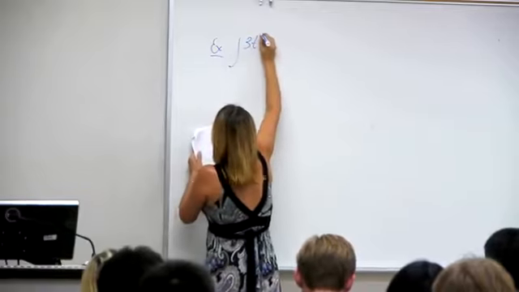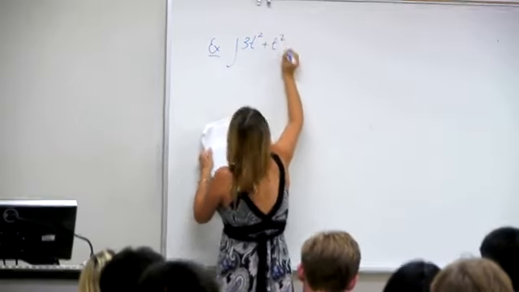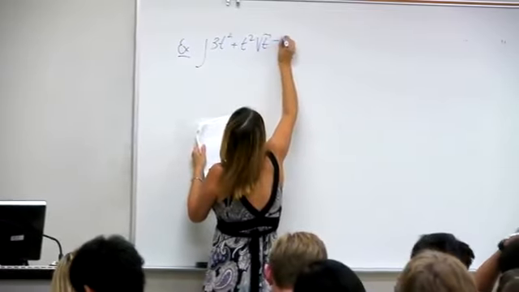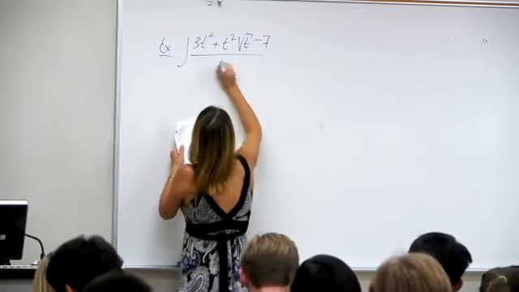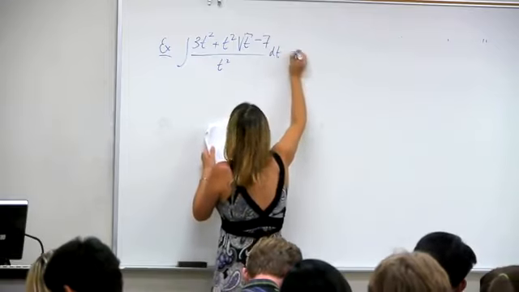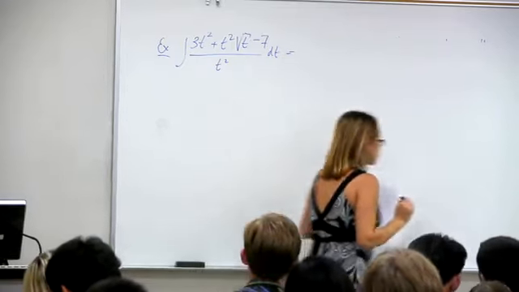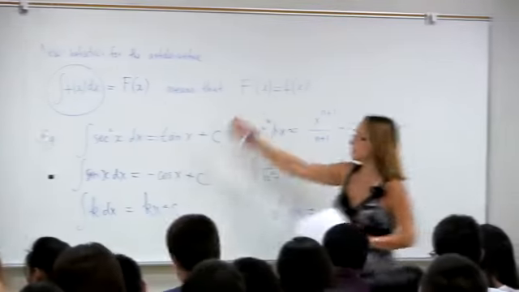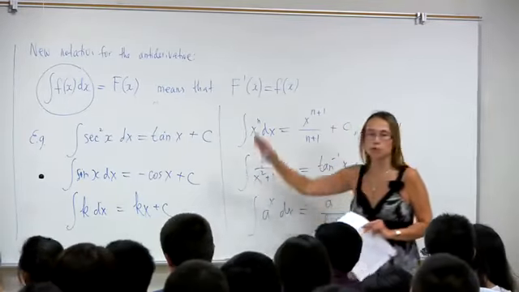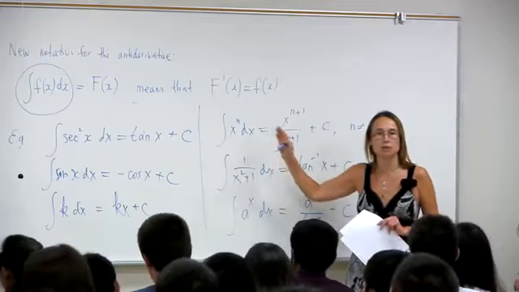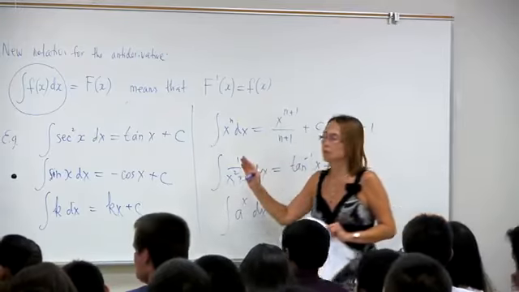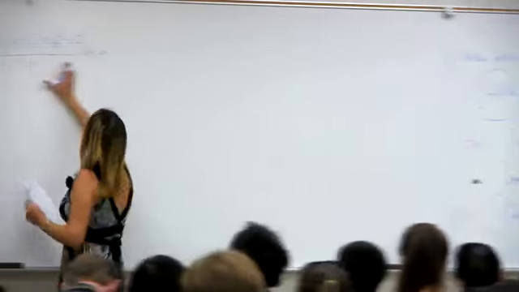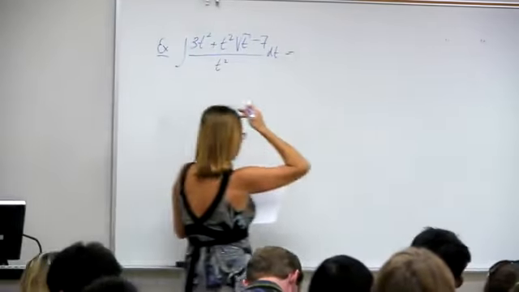Three t squared plus t squared square root of t minus 7 t squared dt, right? So this is an antiderivative, again, that is not in the table. By the way, I have to make a disclaimer. This is not an exhaustive table. You can find the table in your book, in this chapter. I only gave you some examples. But no matter how hard you look, this is not on the table. So we have to simplify.